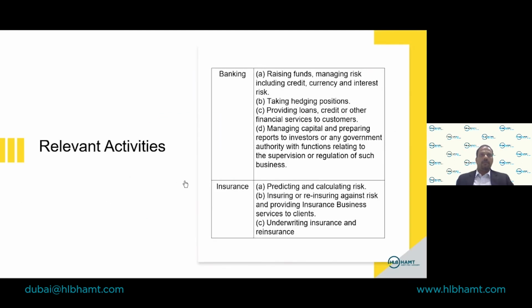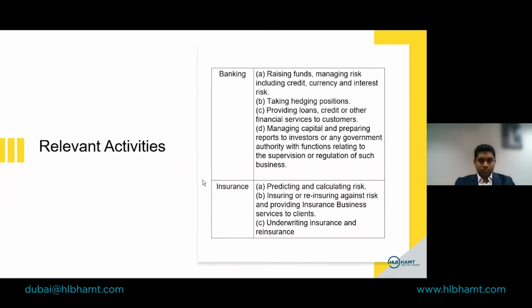And now Harish will go again with some changes made on relevant activity. I think Harish, we don't need to discuss the whole relevant activity. Instead, the changes made by the authority on the relevant activity need to be showcased. Harish, please go ahead.